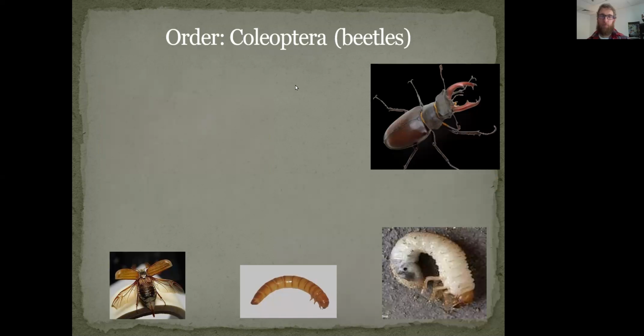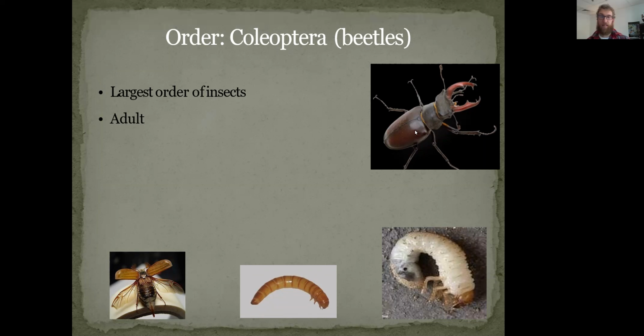All right, so now we're getting to my favorite order, the beetles. And it's also the most successful order. There are over 350,000 species that have been described already. So it's gigantic. And the reason for their success is this hardened forewing, which is called the elytra.